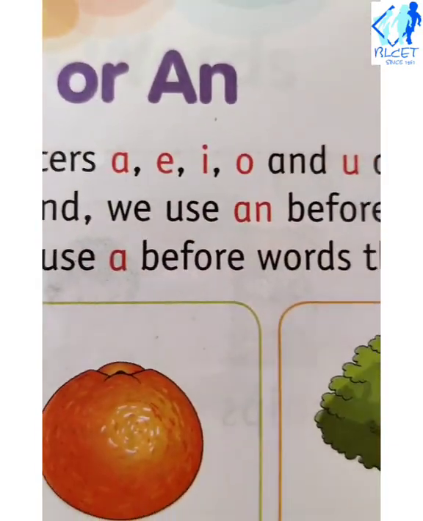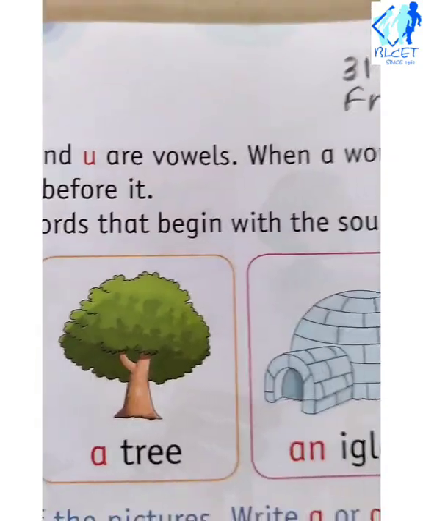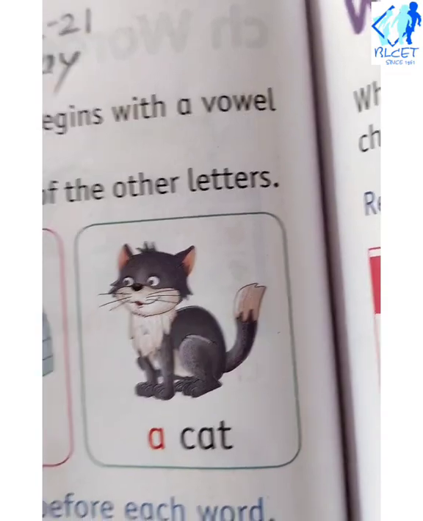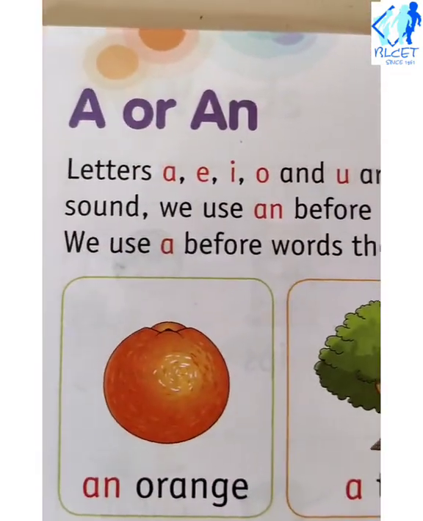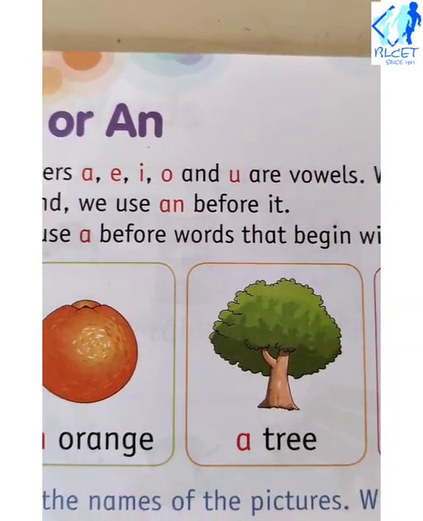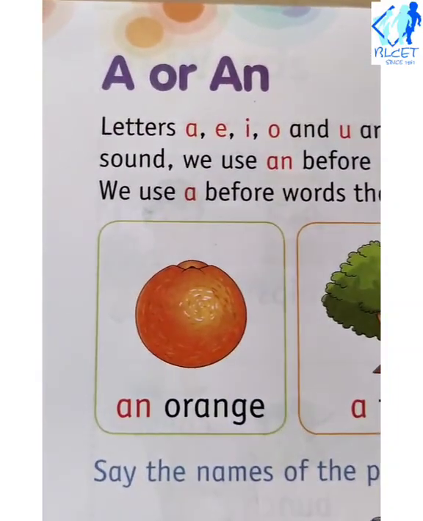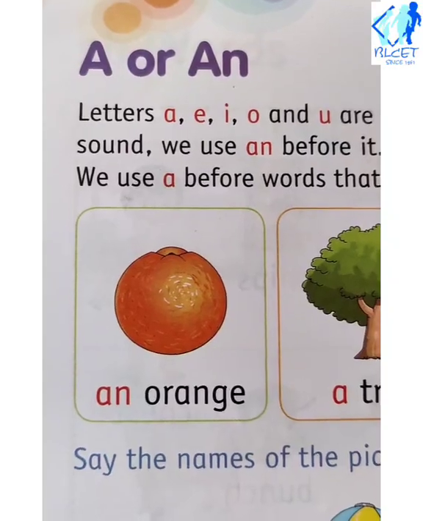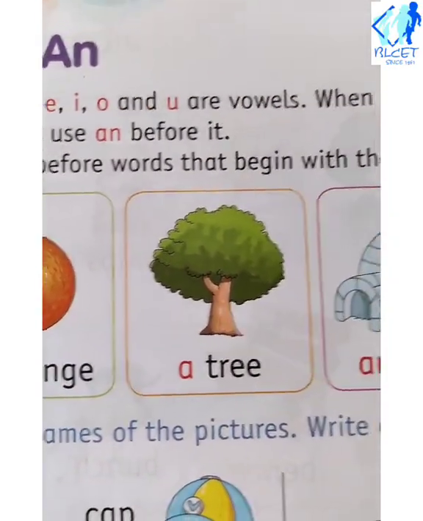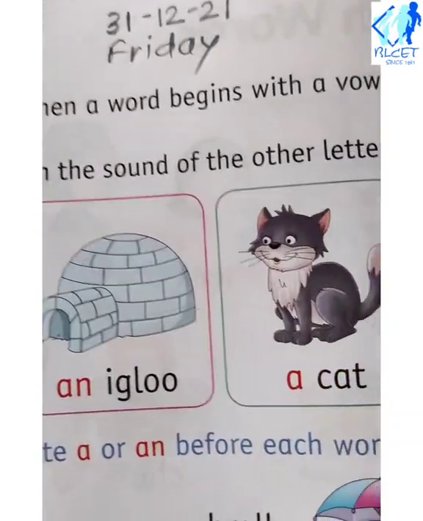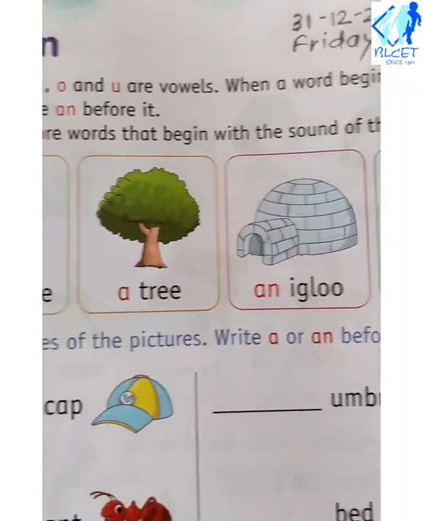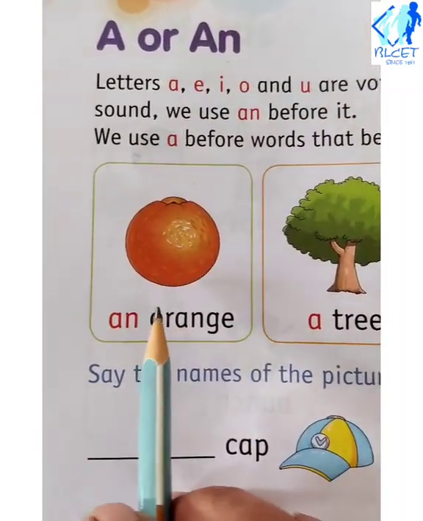Letters A, E, I, O and U are vowels. When a word begins with a vowel sound, then we use an before it. Okay? And we use a before words that begin with the sound of the other letters, that are the consonant letters. Okay? So, for example, can you see here?